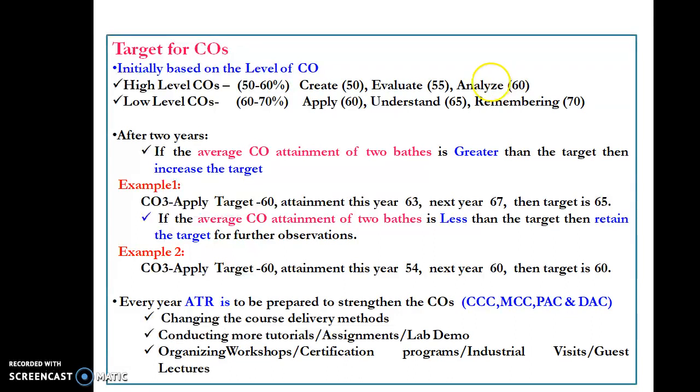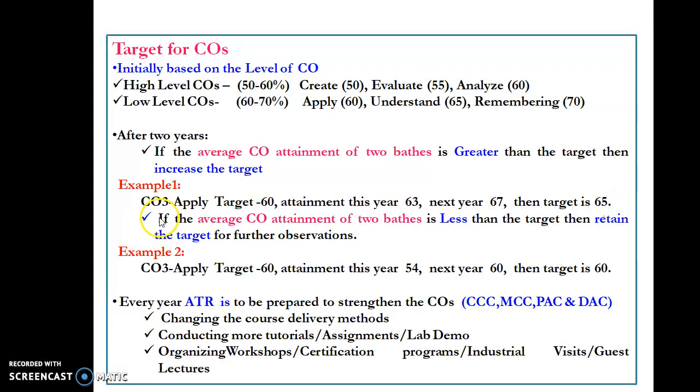Then they have given an instruction: if you want to change the target levels, the condition is that if the average CO attainment of 2 batches is greater than the target, then they increase the target. I will give an example. For CO3, at the beginning I set the target at 60%. This year I got attainment for this CO of 63%. Next year, if I or some other faculty handle it, his CO3 level is 67. So it is increasing. If you average these two, it is automatically greater than the target. Then I will increase the target: earlier 60, after 2 years I will go to 65.